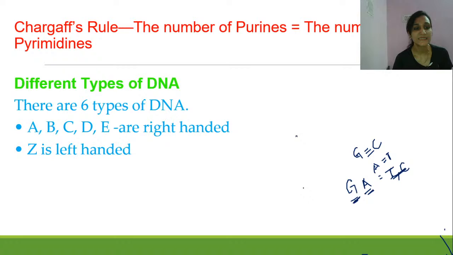Those which fall into the same series are all right-handed, and the one which is out of the series is left-handed. So it will be very easy for you to remember which one is right-handed and which one is left-handed. The one which is out of the series is left-handed, and all those in the same series are right-handed. So only Z is the left-handed one, out of the series, and otherwise all are right-handed.